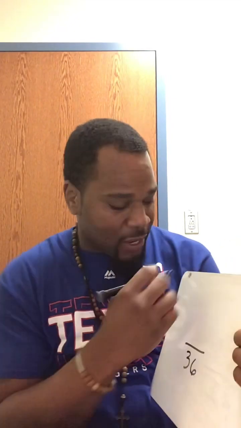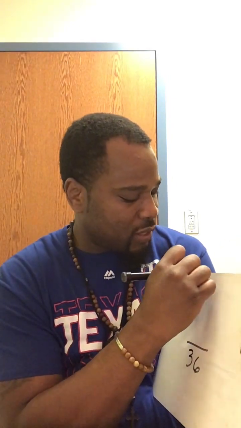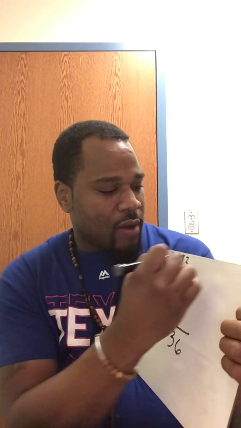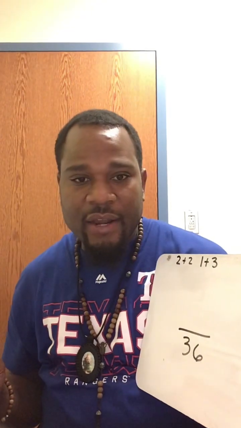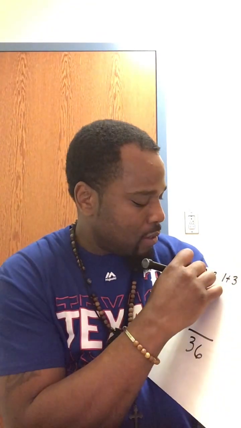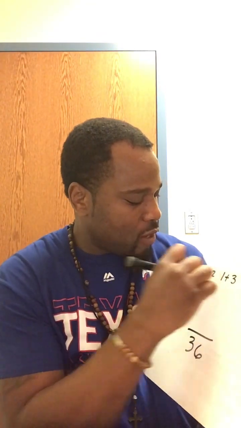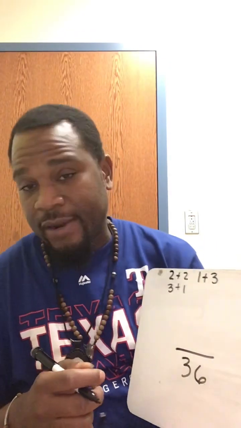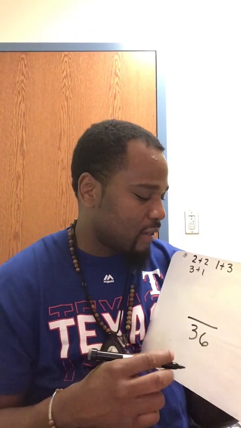So let's see how many different ways we can get 4 out of the 36 possible ways. You can get it 2 plus 2. And I know I can also get it 1 plus 3. And I can also get it 3 plus 1. Are there any more ways on the dice that I can get to 4? I don't think so. I think these are the only 3 ways. So I got 1, 2, 3. It's 3 favorable outcomes that I could possibly roll a 4.